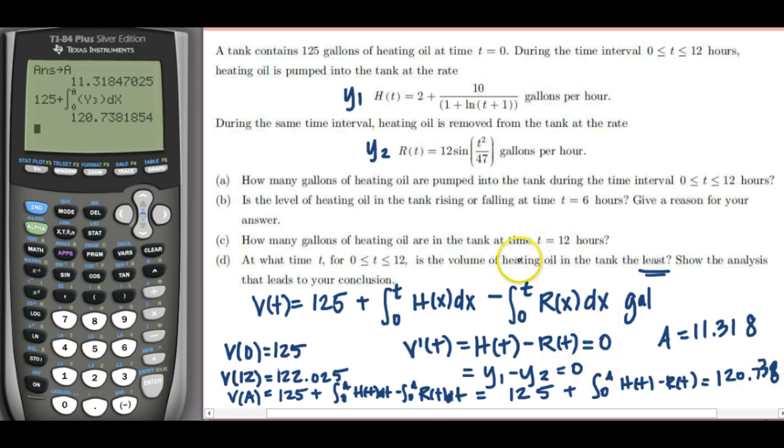So at what time t is the volume of heating oil in the tank the least? Show the analysis. This is showing the analysis, checking V of 0, V of 12, and V of A, and you are going to have to specify what A was and that you checked it, because in fact that A ends up being the answer. So at what time t? At time 11.318, what were my units? Hours. This is the minimum. So this is the justification, and ultimately this is my answer.